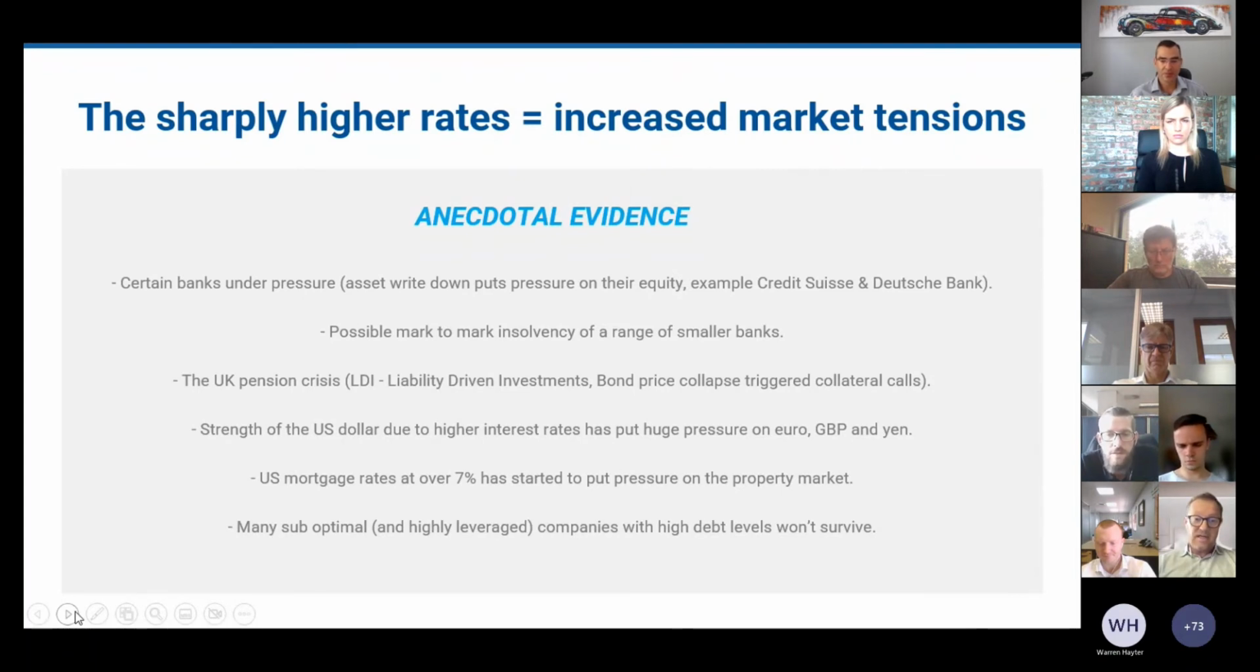We know what's happened with the dollar as interest rates have moved up. The dollar has been obviously super strong and put a huge amount of pressure on the euro, sterling and the yen as currencies. That also will have ramifications, and has had some ramifications. As I mentioned, the mortgage rate is at over 7% now. We're definitely starting to see it in some stats that came out yesterday on the US property market. And that is a huge market. And suddenly people are stuck.